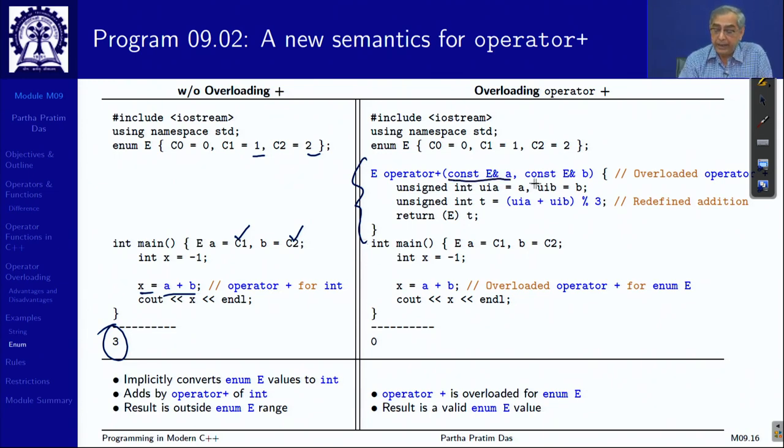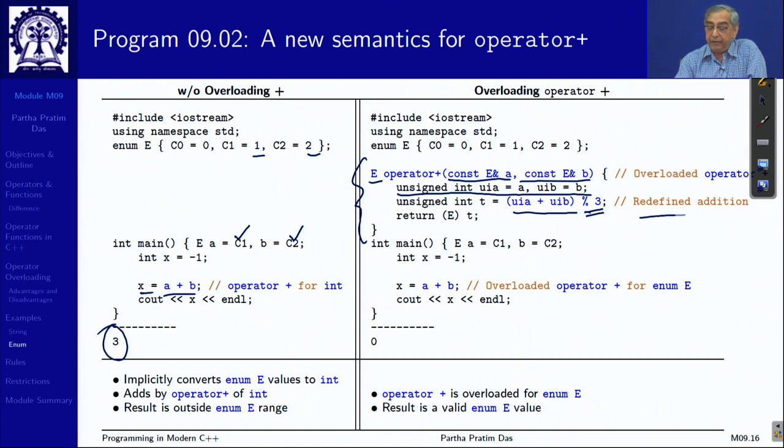So again I take two enums like I did last time, const E ampersand and so on. I will return an enum by value, because this will be a new value. Internally, I define unsigned integers, I add them and I do %3. So this means I will do a modulo 3 addition. So 0 added with 1 is 1, 0 added with 2 is 2, but 1 added with 2 is 0. 1 plus 2 is 3, modulo 3 is 0, 2 added with 2 is 1, right.